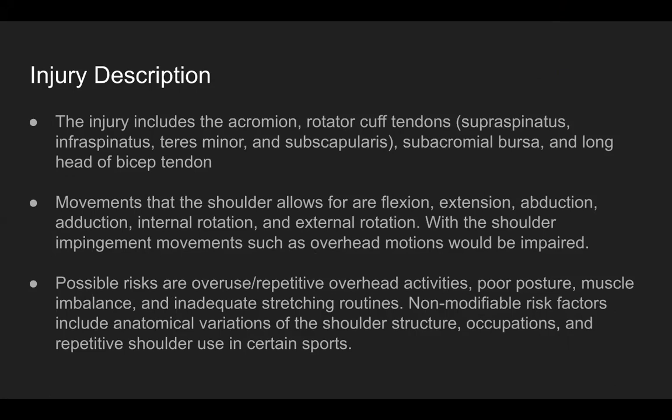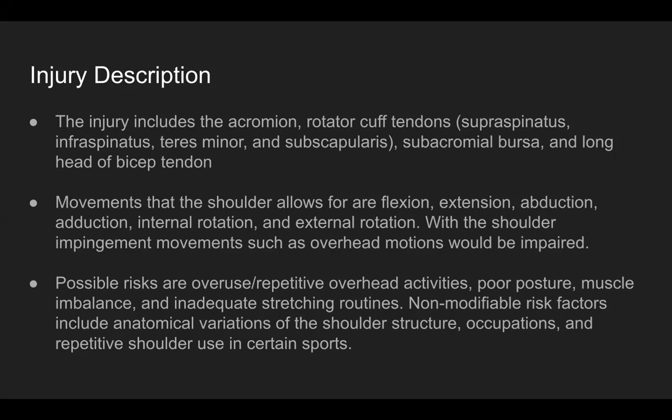shoulder impingement, the area where it happens in the shoulder includes the acromion, rotator cuff tendons, subacromial bursa, and long head of the bicep tendon. The movements that these structures allow for the shoulder are flexion, extension, abduction, adduction, internal rotation, and external rotation. Shoulder impingement basically dysregulates that movement and impairs that movement.